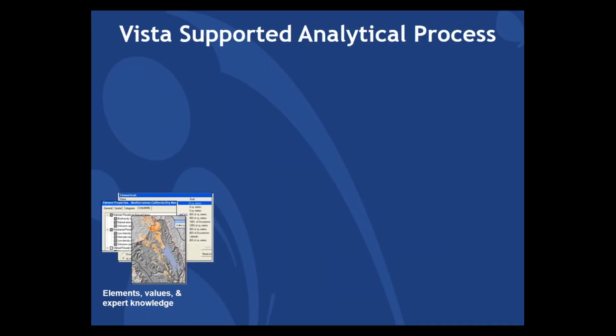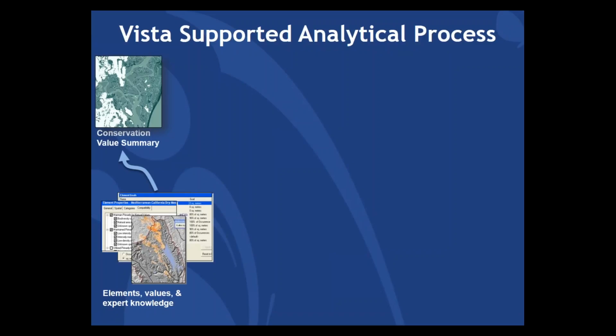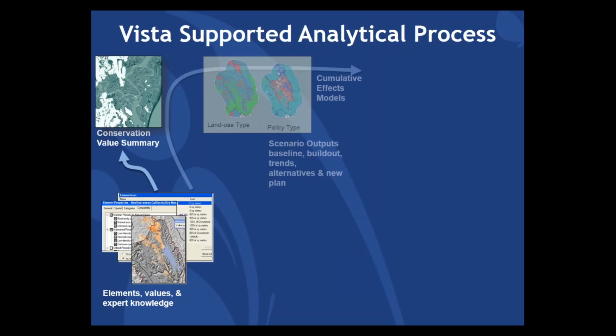Let's now look at these capabilities in Vista's workflow. We start in the bottom left by inputting maps, values, and expert knowledge about your elements. From there, you can overlay your elements in a large variety of ways to explore patterns of value in your region. We call these weighted overlays conservation value summaries.